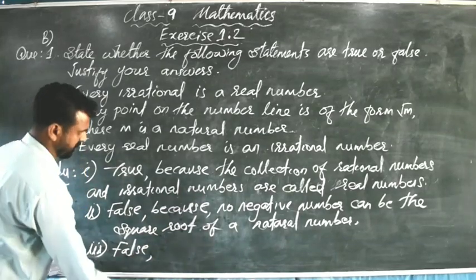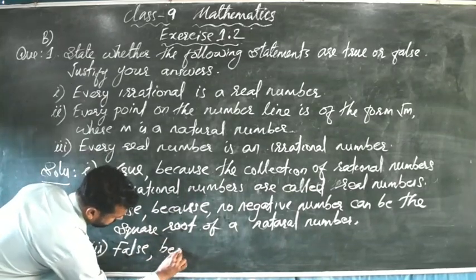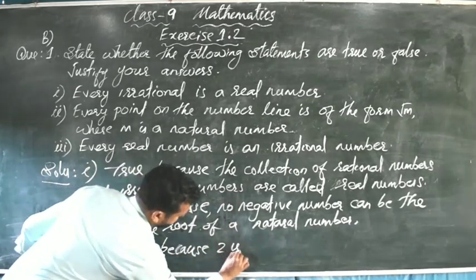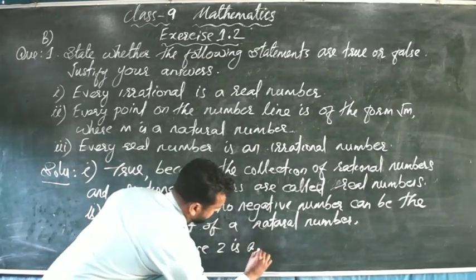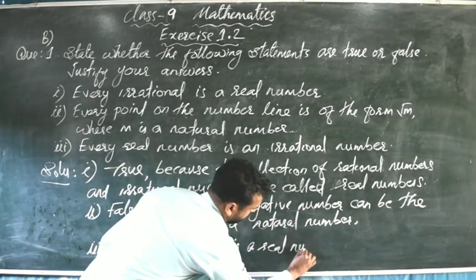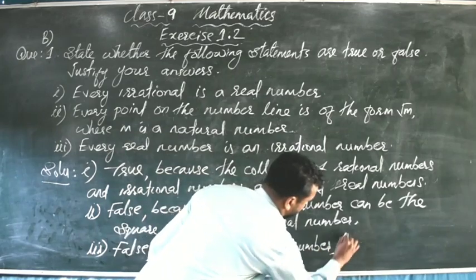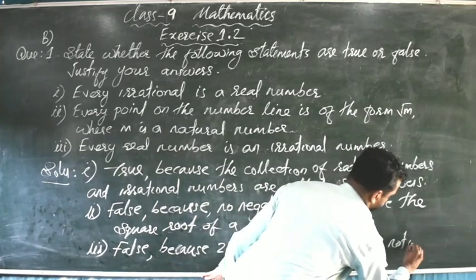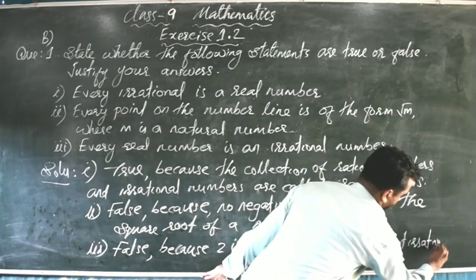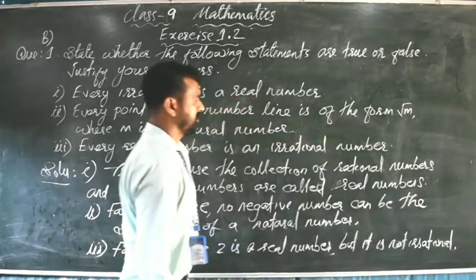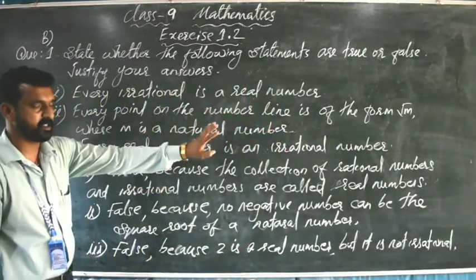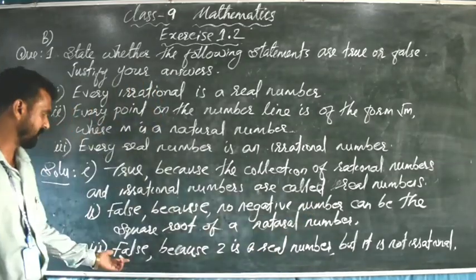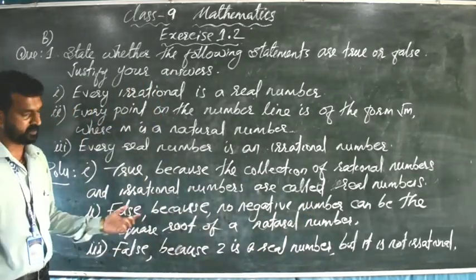We can write an example. That is because 2 is a real number, but it is not irrational. So every real number is not an irrational number. 2 is a real number, but it is not an irrational number. So that is a false statement. So that is the answer.